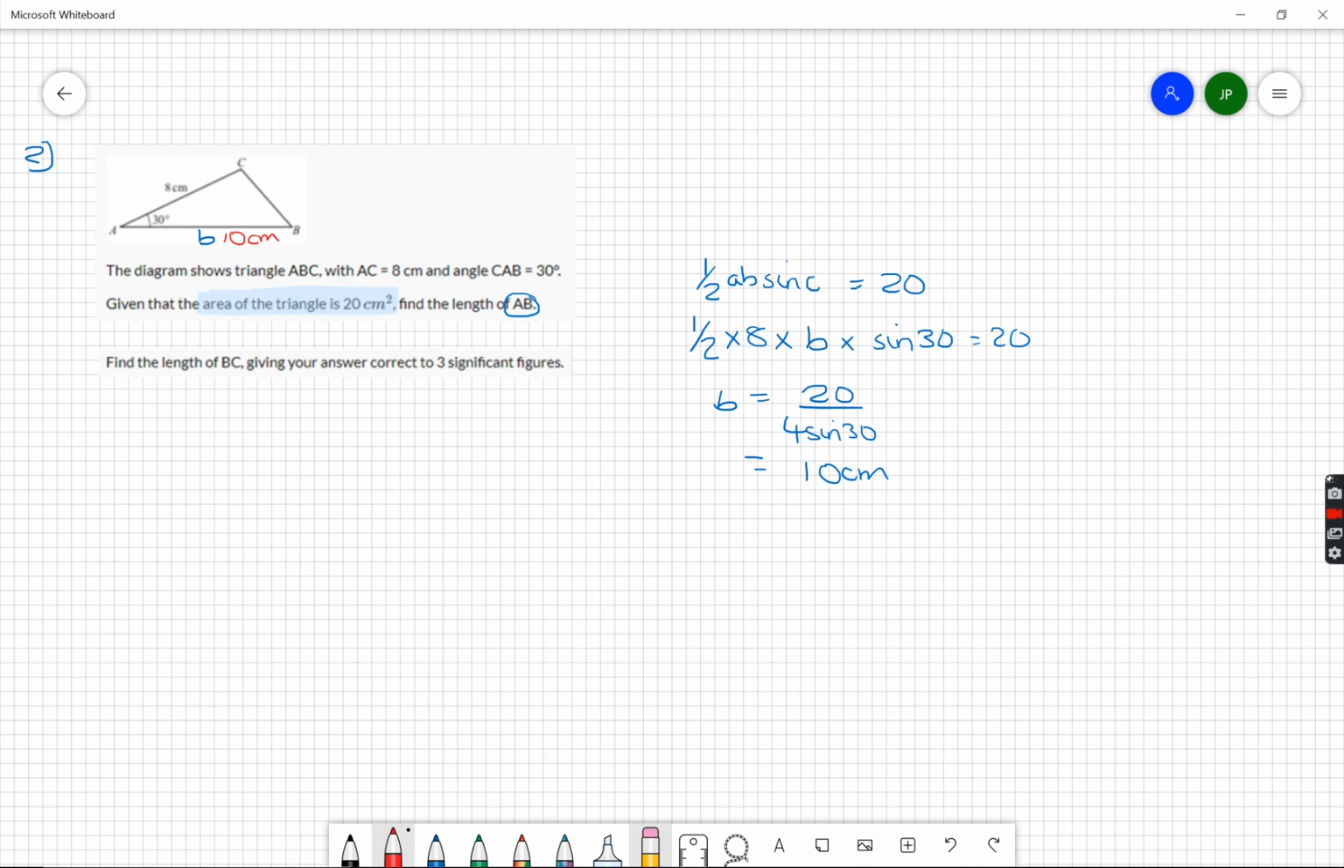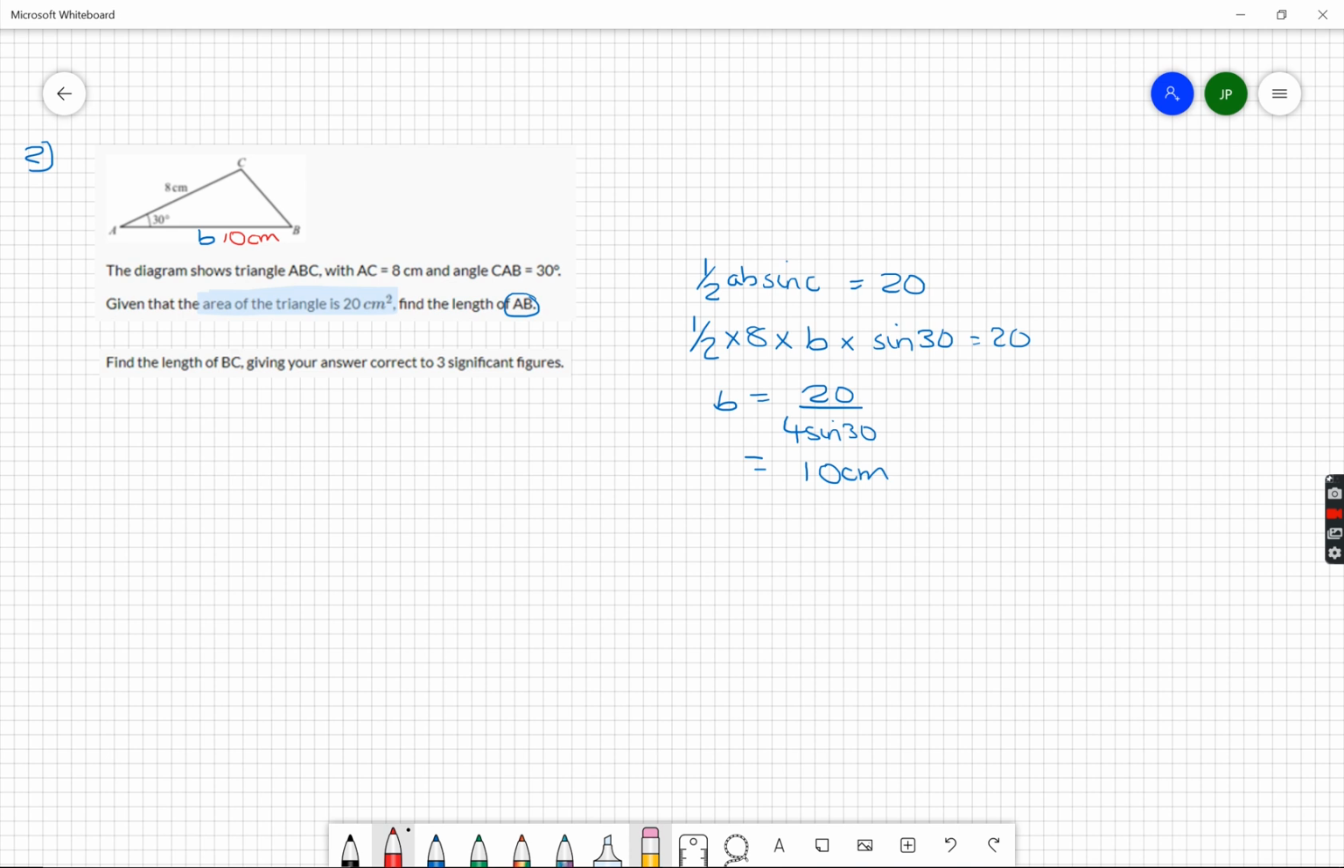Second part, find the length of BC, giving your answer correct to 3 significant figures. So now I'm after the third side. Now if I need all 3 sides, there's a couple of different ways I can do it. I can use sine rule, I can use cosine rule. Because I've only got one angle and I haven't got a matching pair, I'm going to use the cosine rule.